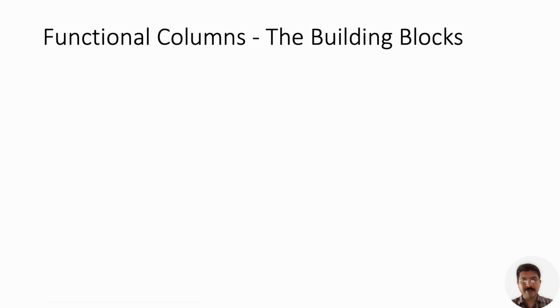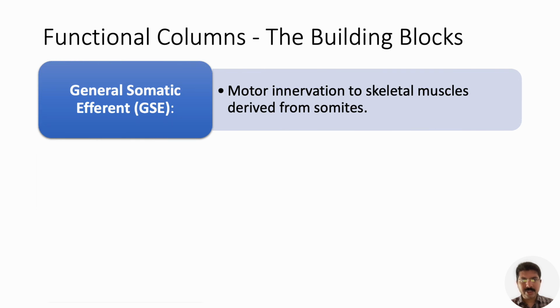We will look into the efferent components now. First, we have general somatic efferent, abbreviated as GSE. General here refers to widespread. Somatic refers to the body's framework, that is the muscles and skin. And efferent means carrying signals away from the brain, so motor signals.